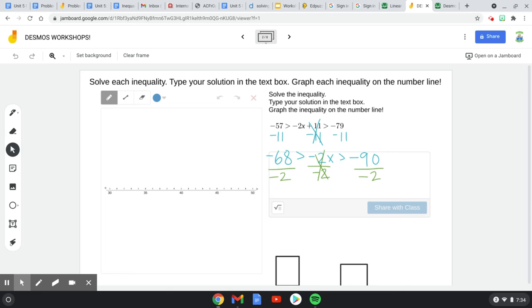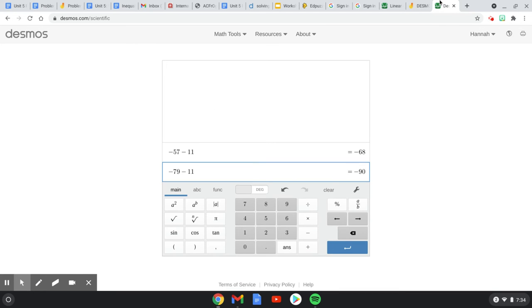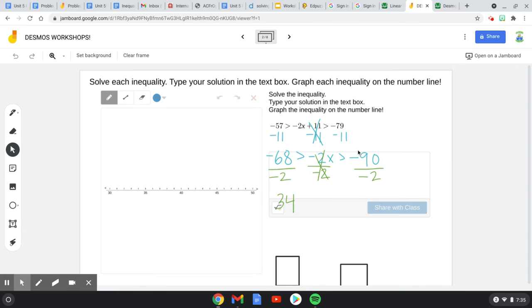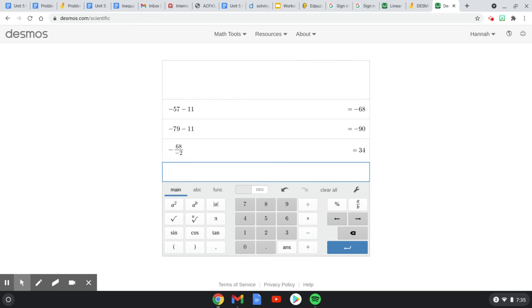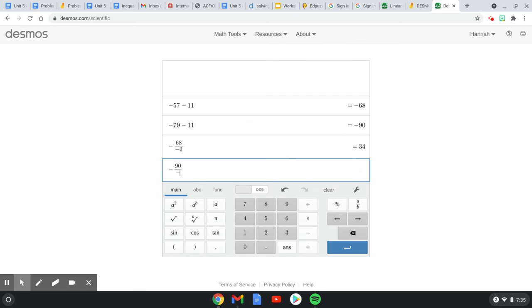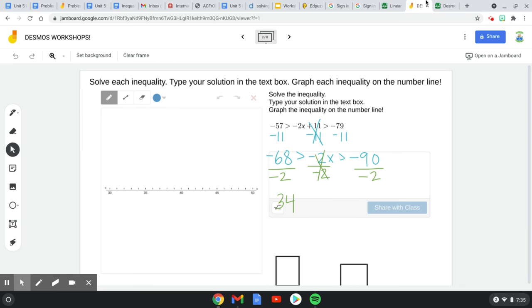Now I've got negative 68 divided by negative 2, which leaves me with a positive 34. I'm going to come over to my other side. I've got negative 90 divided by negative 2, which gives me a positive 45. And then this x just comes down.